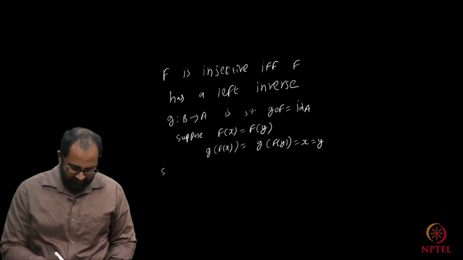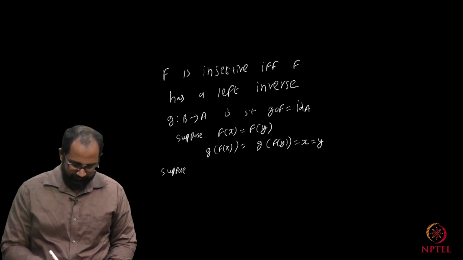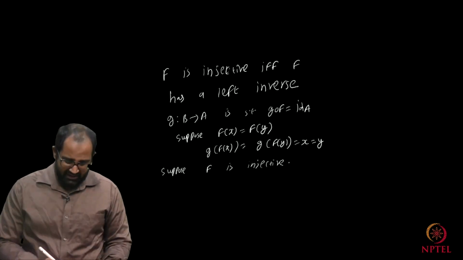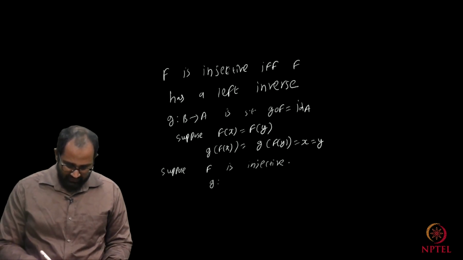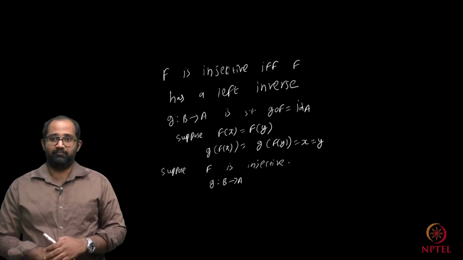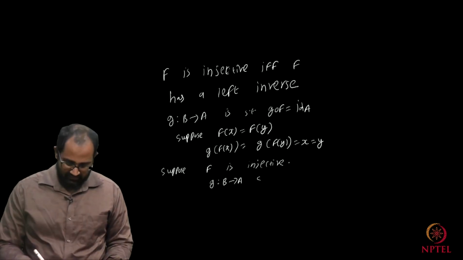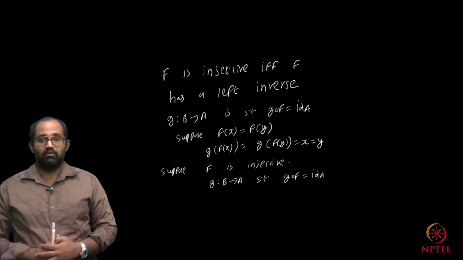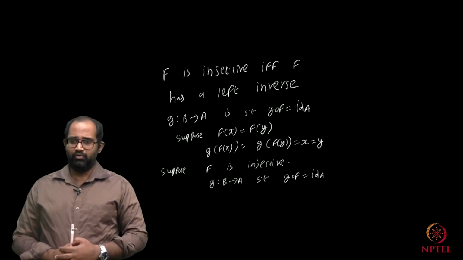On the other hand, suppose f is injective, then we need to define a function g from B to A such that g composed with f is identity on A. Okay. So, how do you do that?